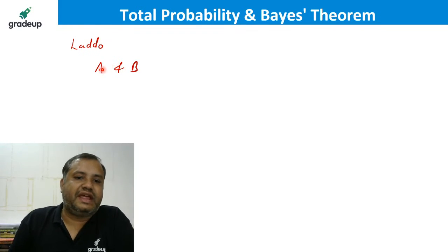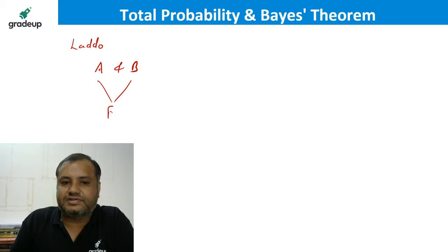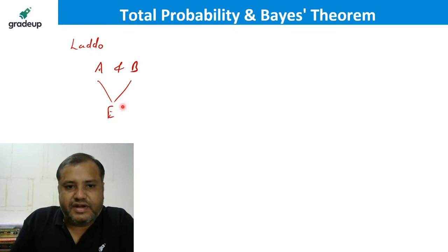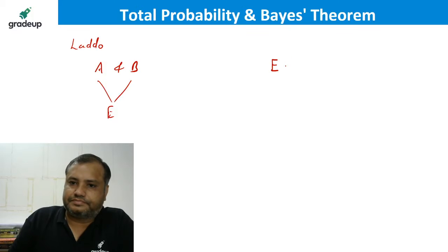Means A and B are not friends with each other. Not friends, means they are enemies. But they are friends with Laddu. They are friends of Laddu. So this event E denotes Laddu passing the exam.